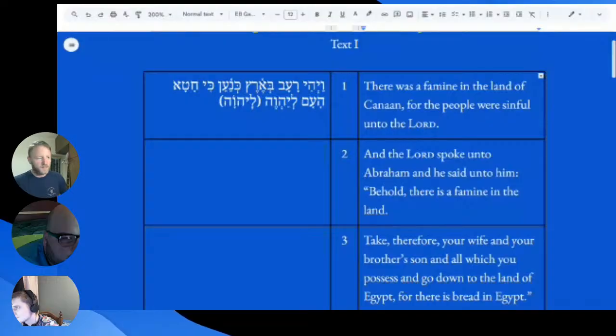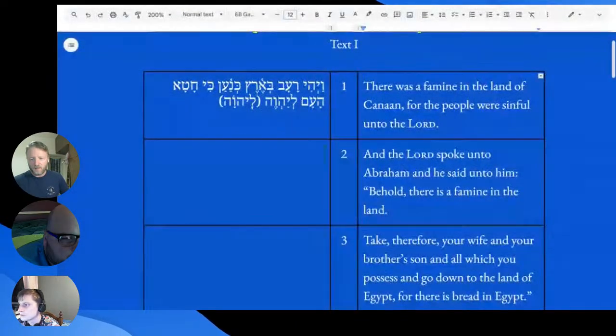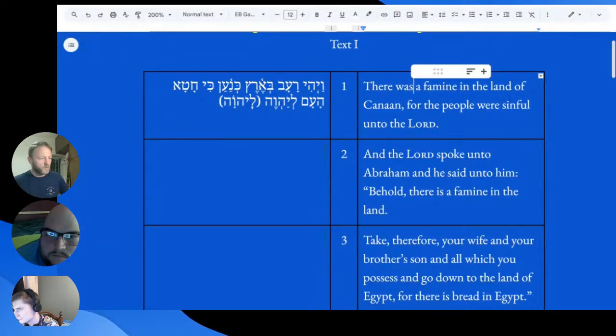So number 1 says, there was a famine in the land of Canaan. By the way, I've changed all of the thees and thous to you. So there was a famine in the land of Canaan, for the people were sinful unto the Lord. All right. We can see in the notes that there are 2 notes. Number 1 is there's a number 1 here, after the word unto.